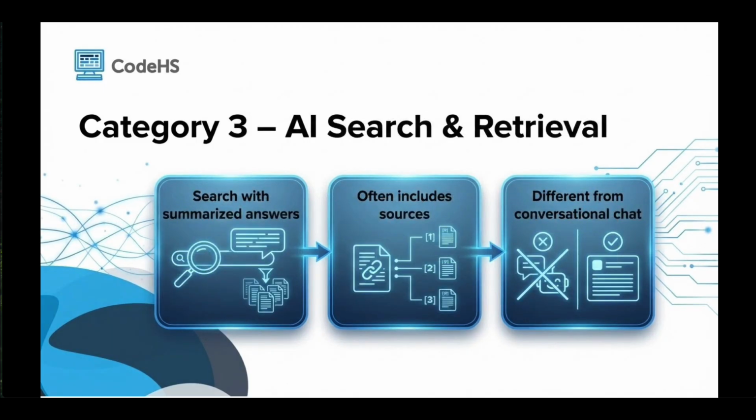AI-powered search tools focus on finding and summarizing information rather than having a conversation. These tools are often better for research tasks because they're designed to retrieve, compare, and cite information, something that chatbots may not consistently do well.